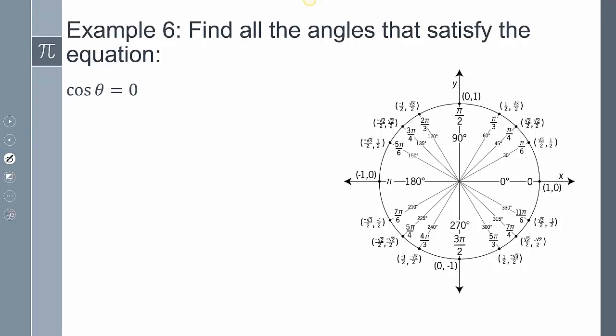Let's look at one more. Where is my cosine going to be 0? Well, my cosine's 1 here. It's going to be 0 here, so this is one of them. Negative 1 and 0 here, so this is the second one. So theta equals cosine inverse of 0, which now equals pi halves and 3 pi halves.